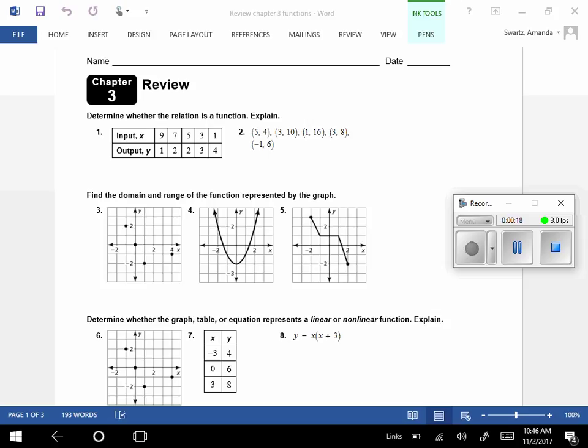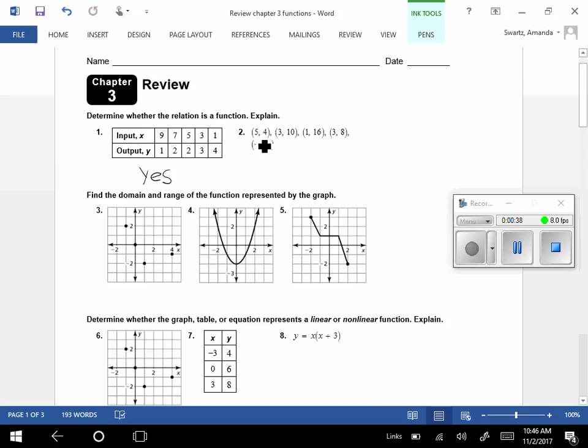Remember, it's a function if all of our inputs have exactly one output. If I look at all my inputs, 9, 7, 5, 3, 1, they each have one output. So yes, this would be a function because each input has exactly one output.